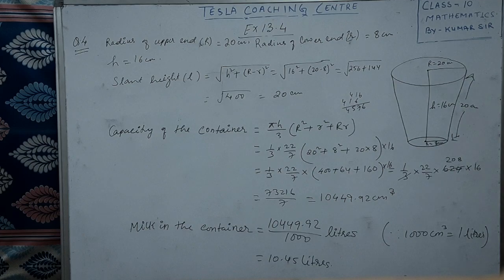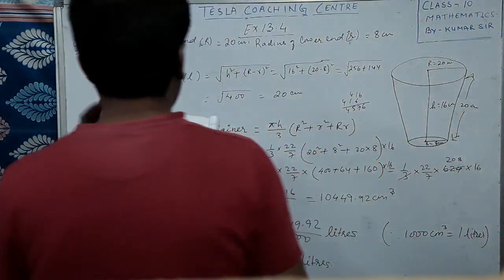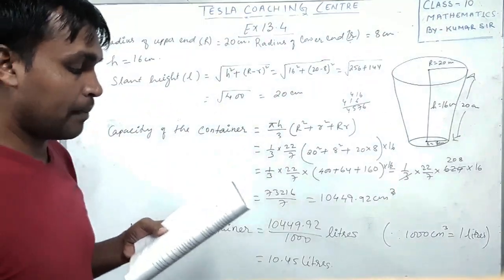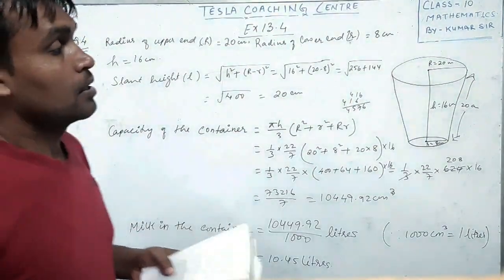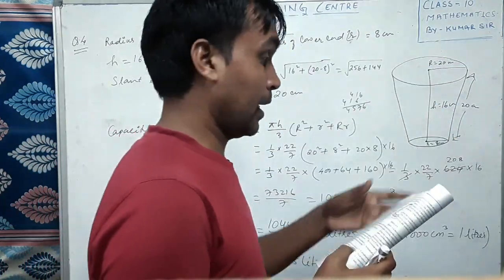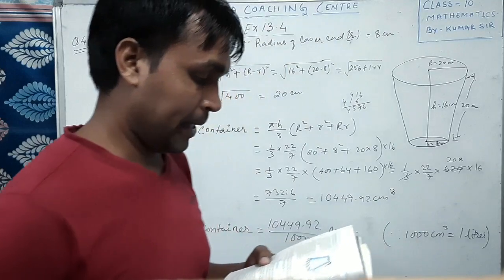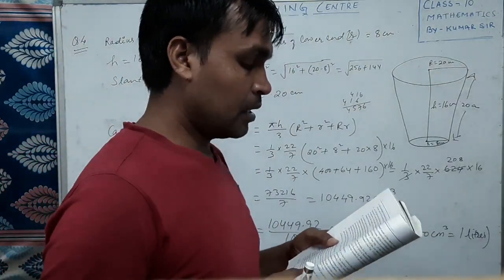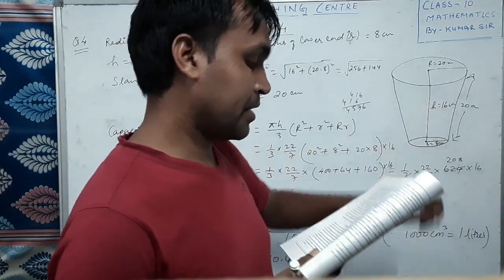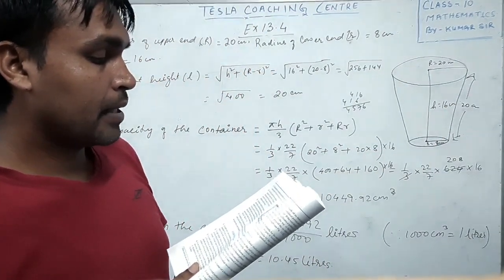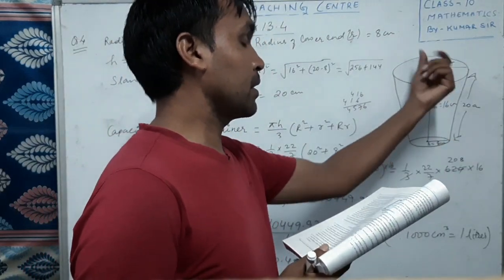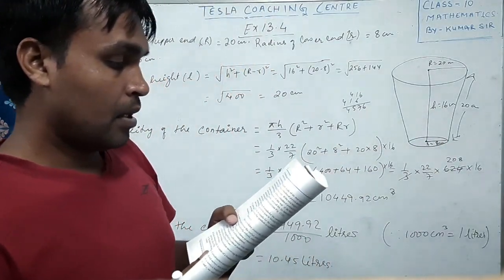Okay, so students, let's go for question number 4. A container open from the top and made up of a metal sheet. This container is open from the top, okay, and it is made up of metal, in the form of a frustum of a cone. The height of the container is how much? 16. Okay, with radii at its lower and upper ends. Lower end radius is 8 and upper end radius is 20, respectively.